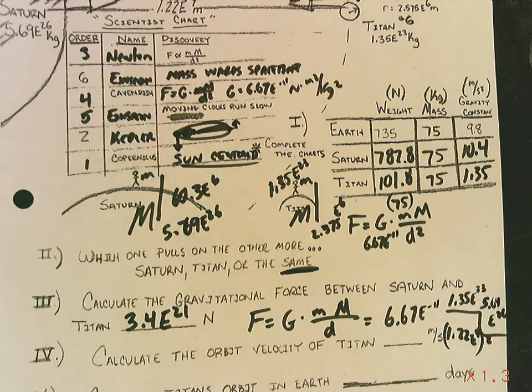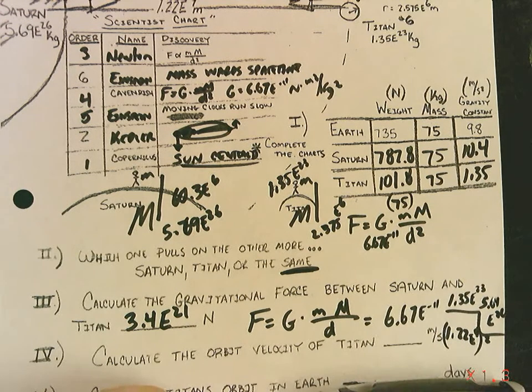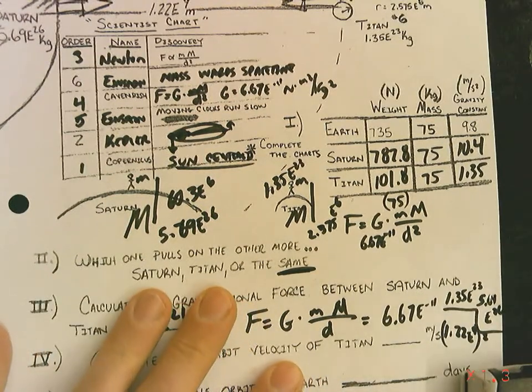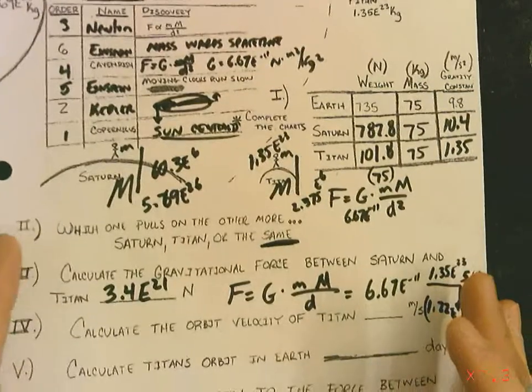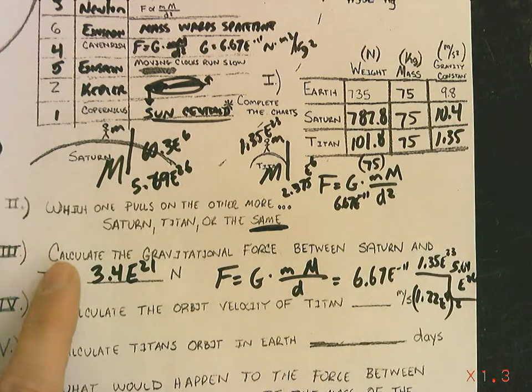Let me get my key here real quick, hold on. I had a different number written down in my key. So let me just double check everything here. We had 6.67, 1.35 e to the 23, 5.69 e to the 26. Had that right. 1.22 e to the 9 squared. Well, we'll just go with it. 3.44 e to the 20. No, that's what I had. Duh. Sorry about that. Alright, so now we're ready to calculate the velocity of Titan.